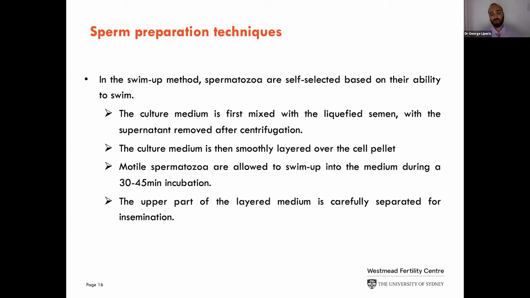It also involves centrifugation, where the culture medium is first mixed with the liquefied sperm and the supernatant removed after centrifugation. Then the culture medium is smoothly layered over the cell pellet, and the motile spermatozoa are allowed to swim up into the medium during the incubation period. The upper part of the layered medium is carefully separated and used for downstream applications once again.